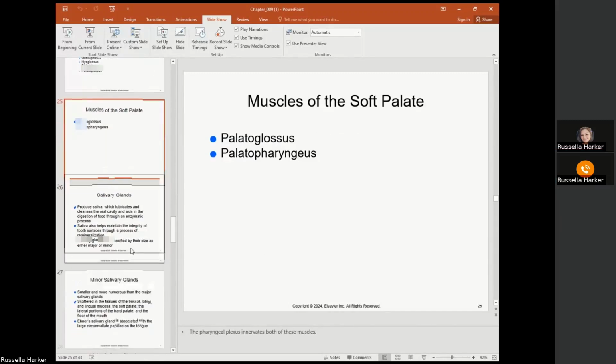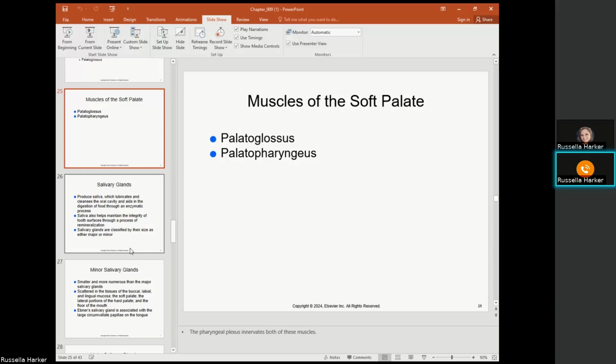Muscles of the soft palate have 2 major muscles, and they're called the palatoglossus and the palatopharyngeus. The pharyngeal plexus innervates both of these muscles.